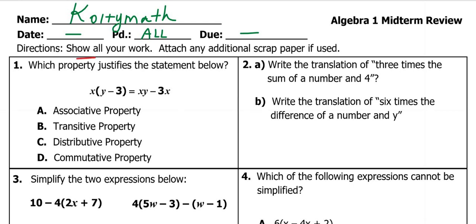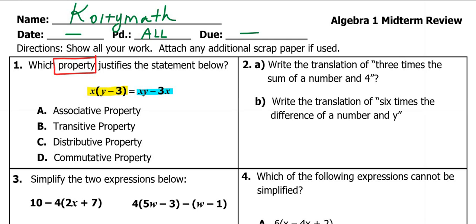Now, we're looking to find the correct property that lets you manipulate the left side of this equation, x parentheses y minus 3, and lets you turn it into what we have on the right, xy minus 3x. So if we look at the left side again, we're trying to see what happened to the left side that turned it into the right side. Well, if you notice, x is outside of parentheses that hold y minus 3. On the right side, we don't have parentheses. So how do we turn the left side into the right side?